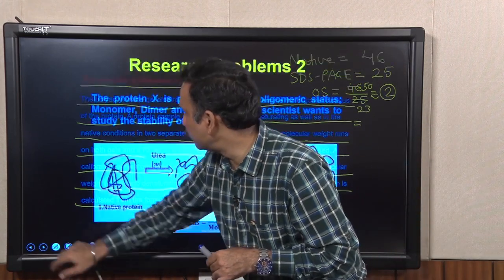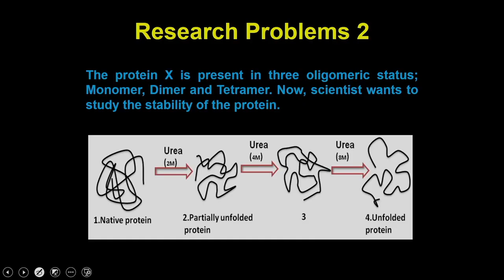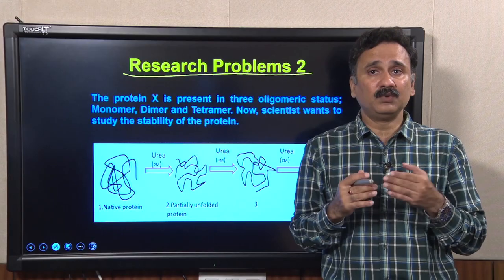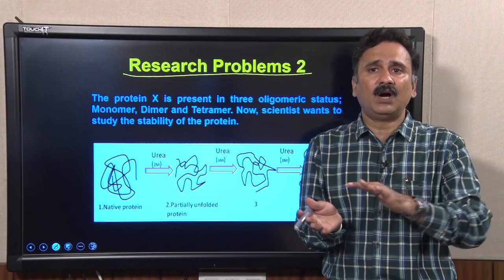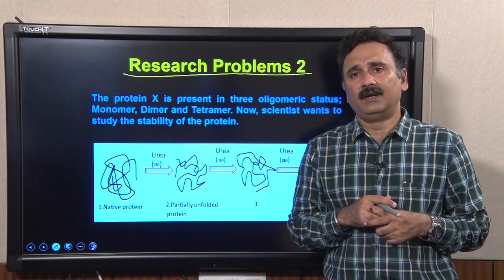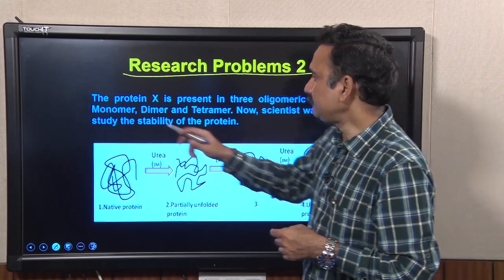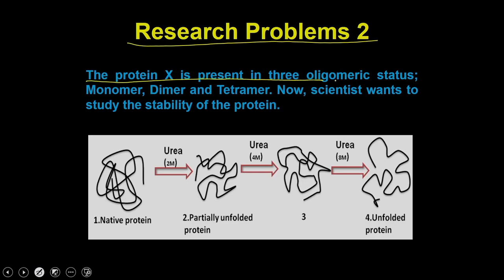Now let's move on to the next problem. The next problem is the research problem which we have discussed before. If you remember, when we were discussing gel filtration chromatography, we took the same problem, and now I am going to take the same problem, but instead of gel filtration chromatography, I am going to use electrophoresis. The protein X is present in three oligomeric states: monomer, dimer and tetramer.